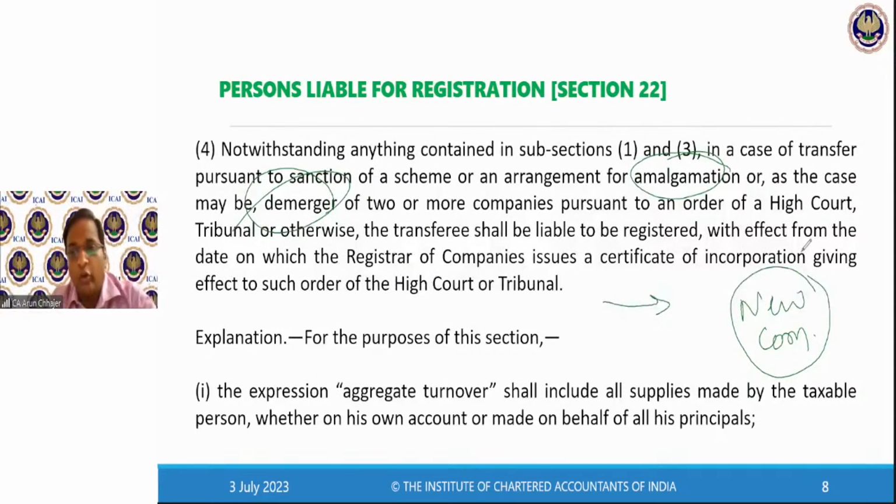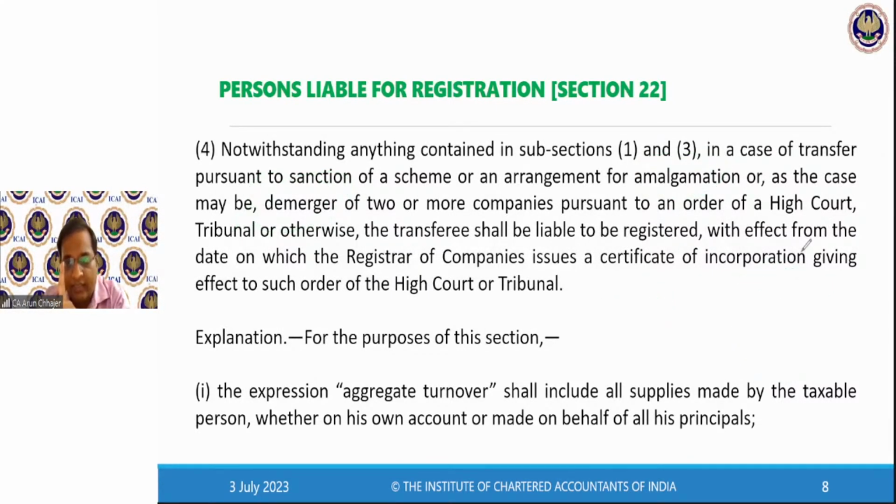So we have discussed four subsections. Let me repeat once again. First, if my limit exceeds the threshold limit, I have to take registration. 10, 20, 40, we have discussed all the combinations.